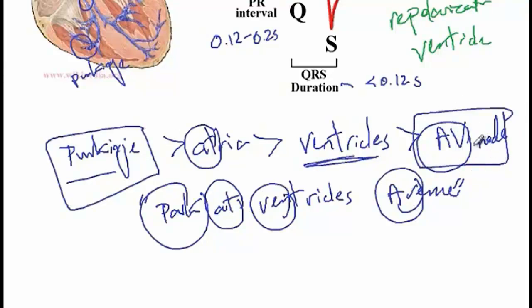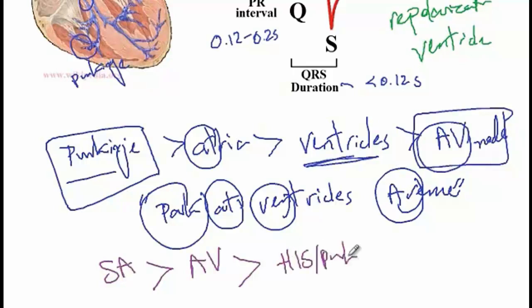And so AV node, it was slow because it gave time for the ventricles to be filled with blood. In addition, you should know that the SA node or sinoatrial node is the primary pacemaker. If anything happens to it and it's damaged, then the AV node would be the next pacemaker, and then after that it would be bundle of His, Purkinje, and ventricles that can act as pacemakers if there's something wrong with both the SA and the AV node.